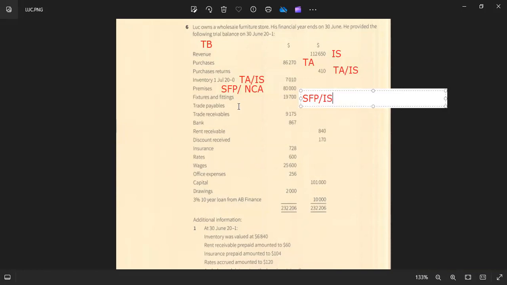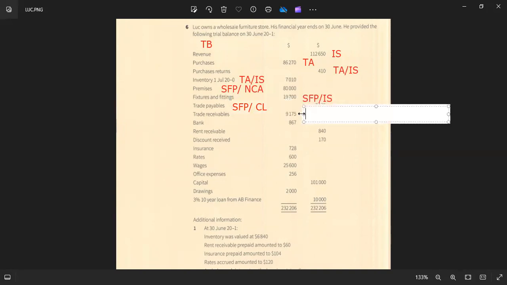Then trade payables. Trade payables is simple. Our trade payables are also SFP items. These are our creditors. We classify them under current liabilities, CL. Then we move on to another one.